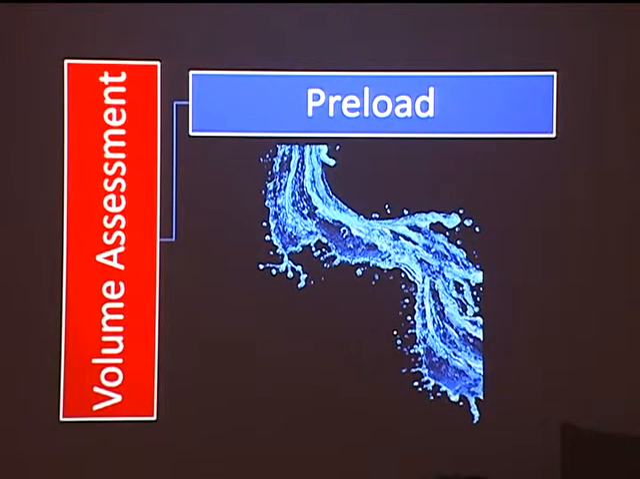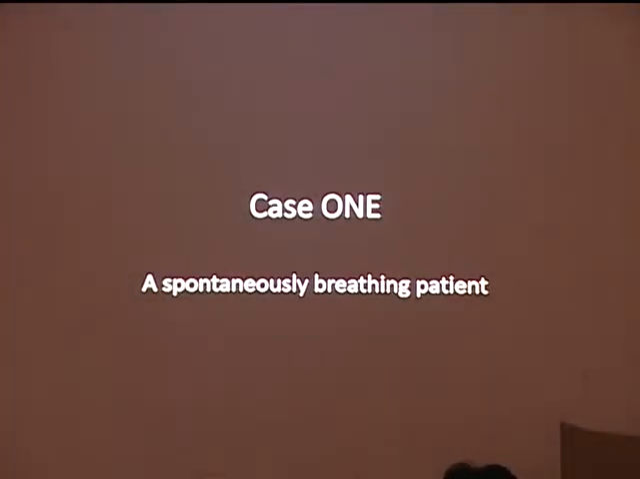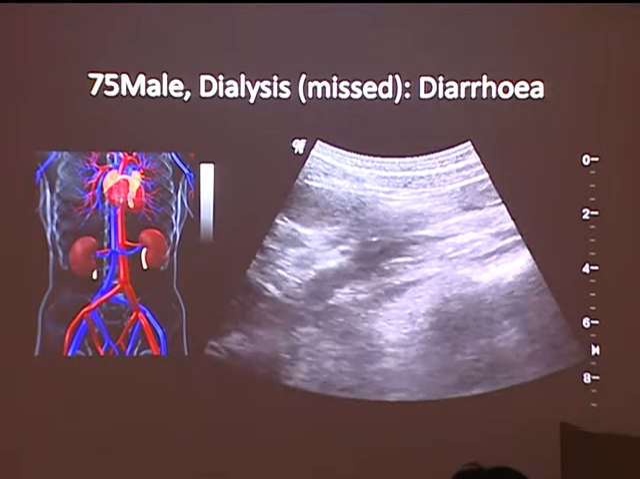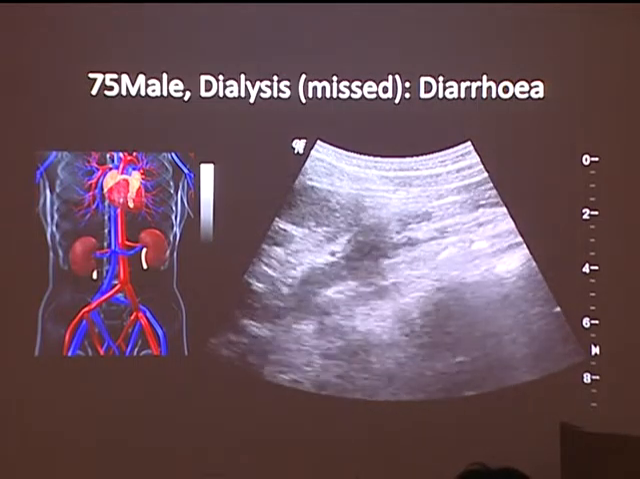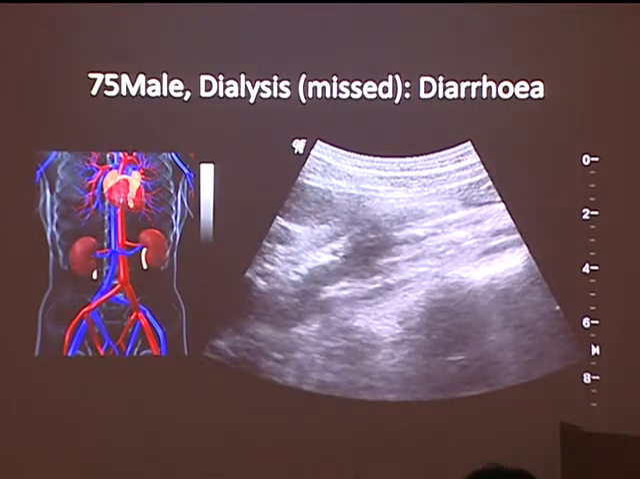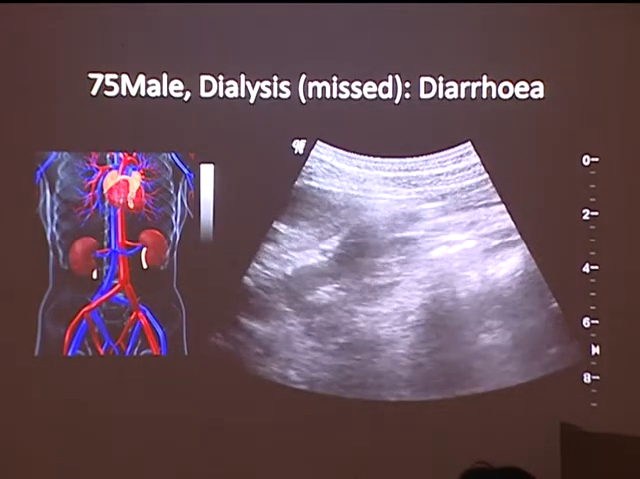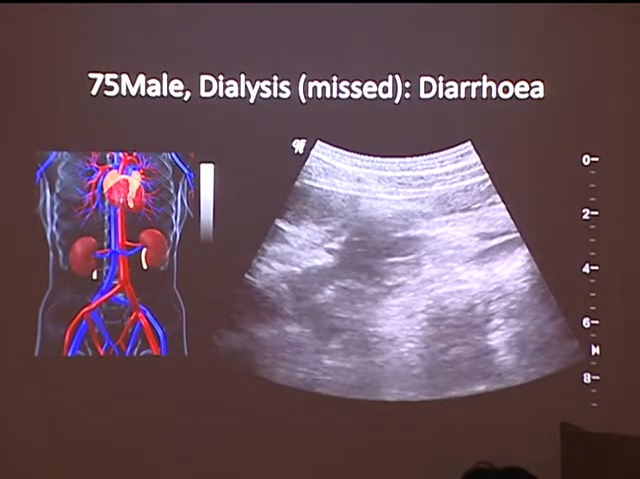Okay? Now, let's talk about preload. When we talk about preload, we are asking ourselves whether the patient's volume is too much, too little, or just nice. Let me show you one case of a spontaneously breathing patient. I saw this patient, he was 75 years old. He's supposed to go for dialysis, but because he has diarrhea, he missed his dialysis. He comes in with low blood pressure, about 70 something. Because he missed his dialysis, he can be overloaded. Because he has diarrhea, he can become underloaded.